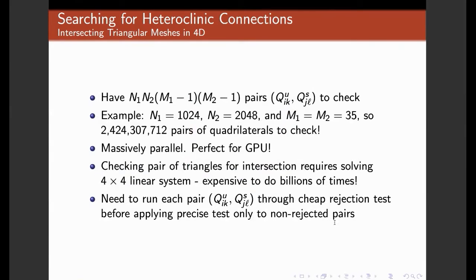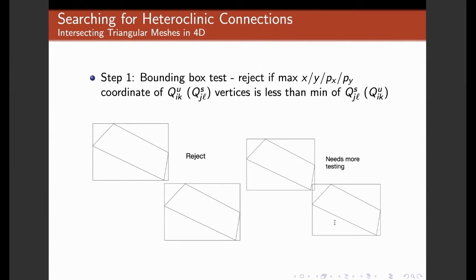Normally, however, if you want to check every quadrilateral on even one layer mesh against every quadrilateral on the stable layer mesh, this results in billions of possible checks. So we want to first run everything through a cheap rejection test before applying the expensive precise test to only non-rejected pairs. So the first step is this bounding box test. It's a very simple concept. We just illustrate this in 2D, but it works the same in 4D. You can see the quadrilaterals on the left don't intersect because the minimum y-coordinate of the leftmost quadrilateral is larger than the maximum y-coordinate of the other quadrilateral of that pair.